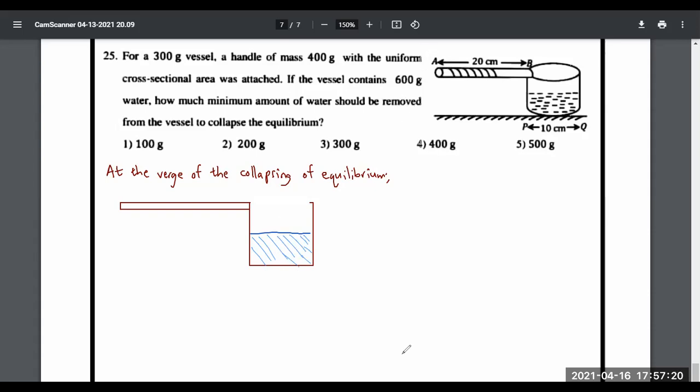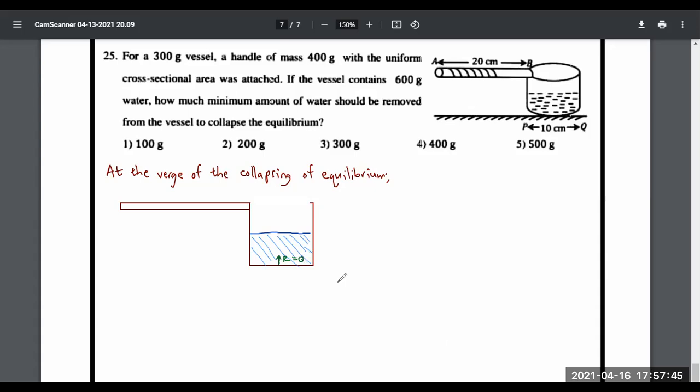So when it is about to collapse, people, the R value has to be what? 0. Perpendicular reaction has to be 0. Good. Why does it have to be 0? Because if it's going to collapse, the contact between the bottom part of the surface and the floor should be removed. Then only it will fall. It will go up and this will go down. Right? So R should be 0.